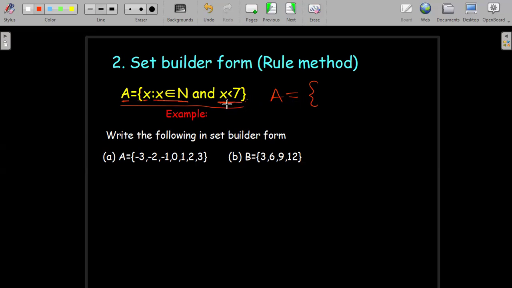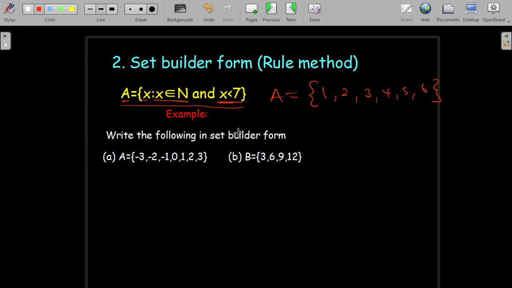We're saying that it's a natural number and it's less than 7. So in short, list down the natural numbers that are less than 7. Then that should be 1 to 6. Yes, correct: 1, 2, 3, 4, 5, 6. So these here are going to be what? That is your set A in tabular form.